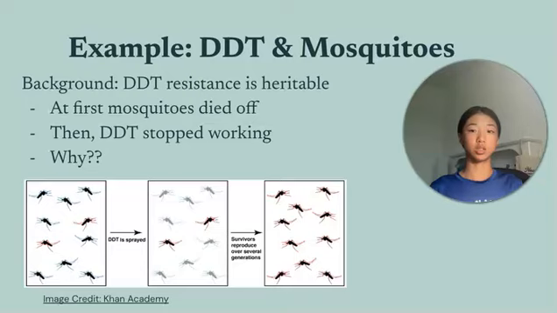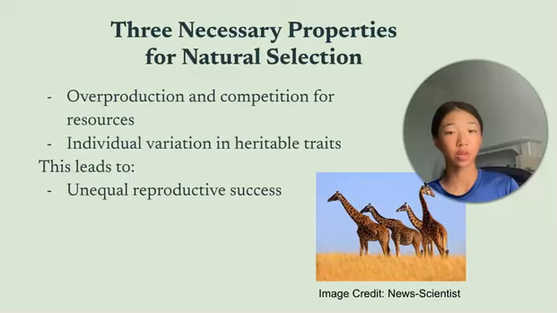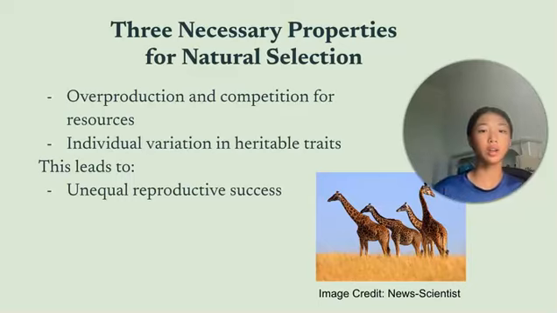And in the next slide, we'll be explaining it in more detail. There are 3 necessary properties for natural selection to happen: overproduction and competition for resources, individual variation in heritable traits, and those 2 lead to unequal reproductive success.